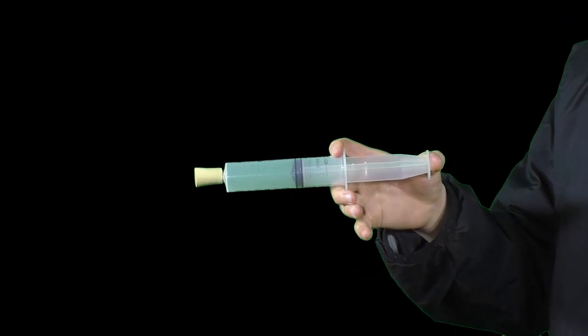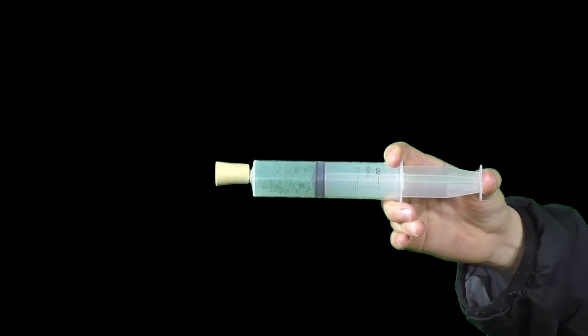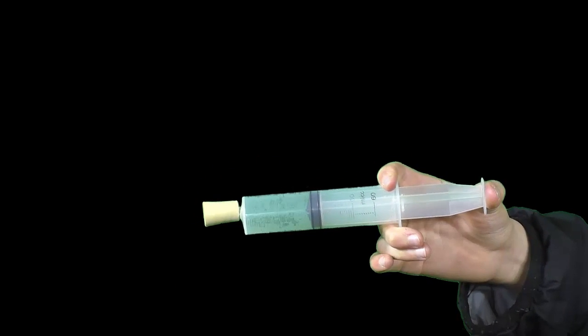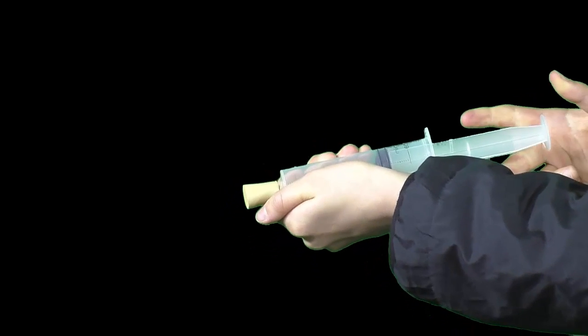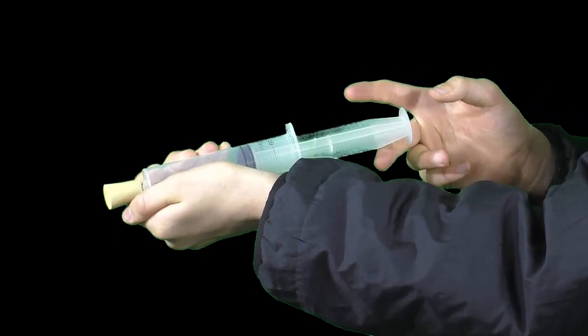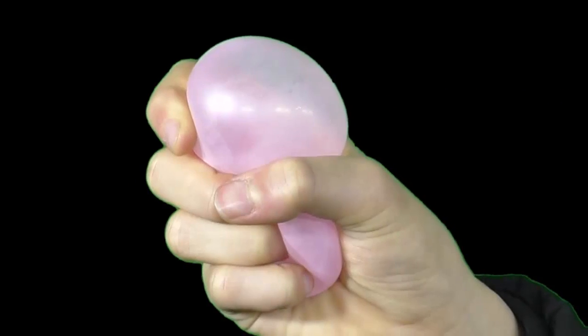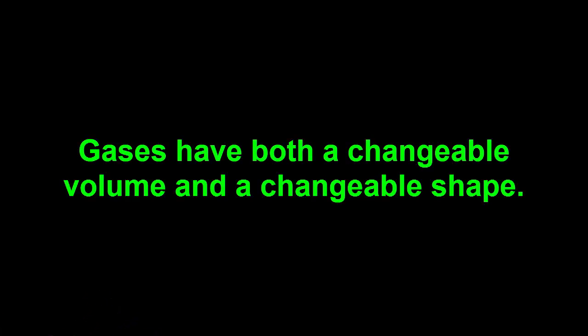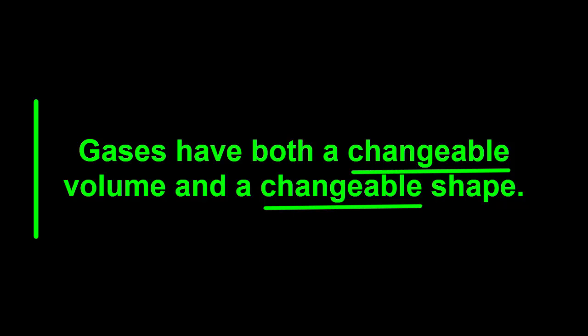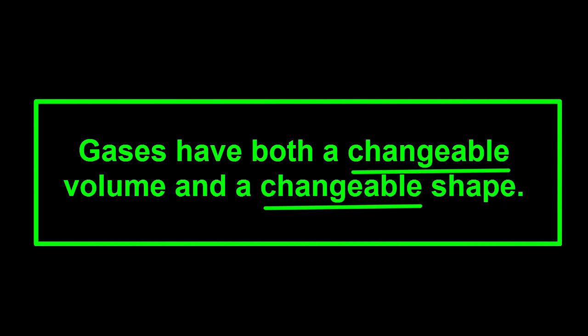Can we change the volume of a gas? You bet. Here's a syringe with 50 millilitres of air inside and sealed at its tip so that it can't escape. When we push on the plunger, we can squeeze it into a smaller volume. When we pull on the plunger, the volume expands. This means that a gas can both compress and expand to fill the entire container. Because they also have a changeable shape, they can flow and take the shape of the container they're in. Here, we're changing the shape of air inside a balloon. Easy. Gases have both a changeable volume and a changeable shape. Because they can flow, gases are also fluids.